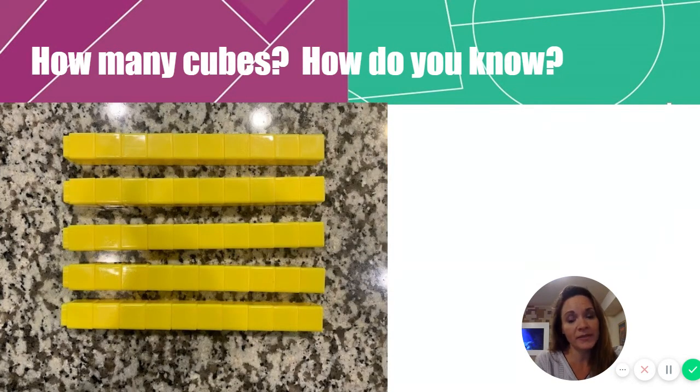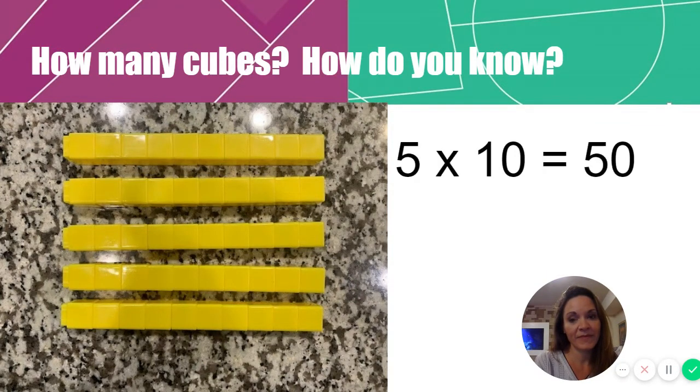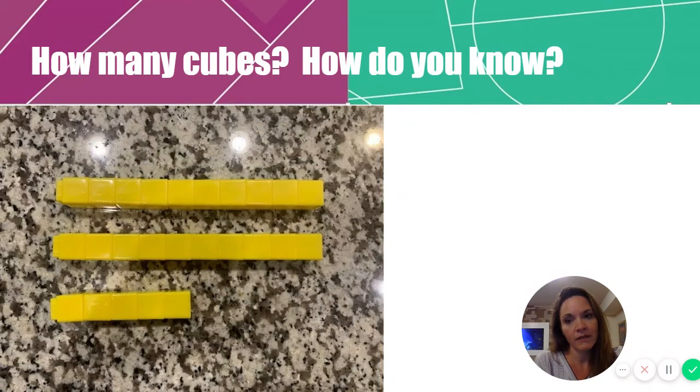How many cubes? How do you know? There are 5 groups of 10 cubes. 5 times 10 equals 50. What if I wanted to cut 50 in half? What could that look like? It could look like this.